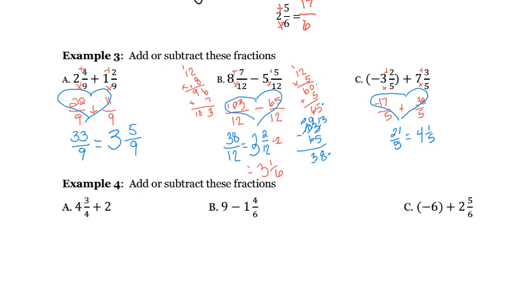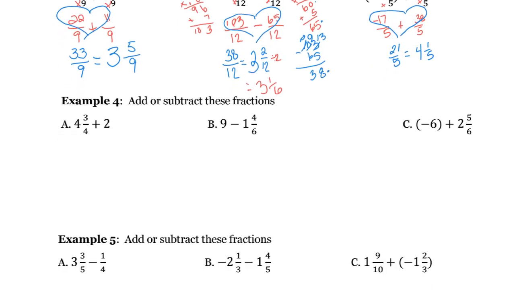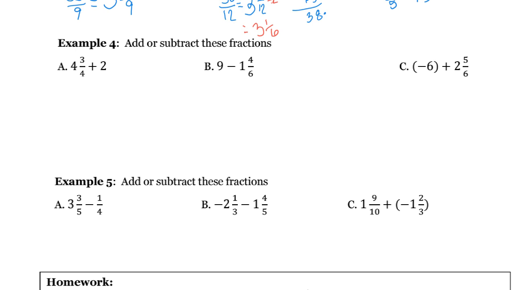Okay, so let's look at example 4. Okay, a couple of these are a little easy. Like A is easy because we have a mixed number and a whole number, and the key part here is that we're adding. Okay, we're adding. What's 4 3/4 plus 2? So all I do is, since this doesn't have a fraction, all I have to do is add these. What's 4 plus 2? 6. 3/4 plus nothing is 3/4.